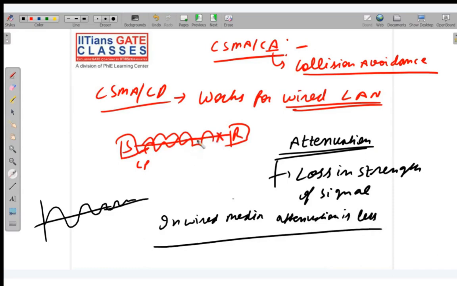So that means, directly and indirectly, if the sender has sent the signal and a collision has occurred and the signal goes back, the listening port will detect a double strength signal. It is able to detect double strength signal.